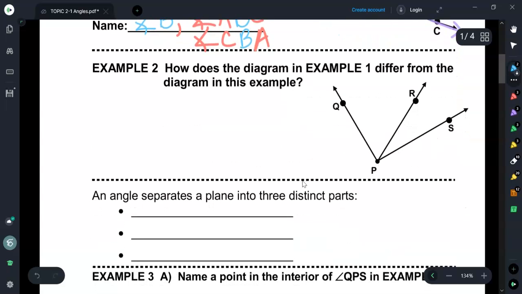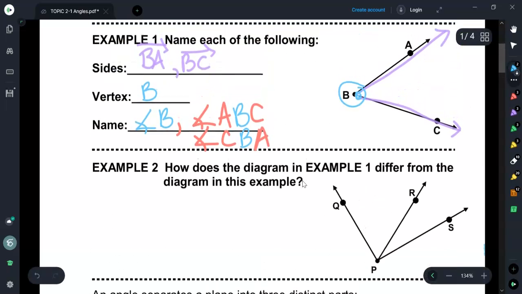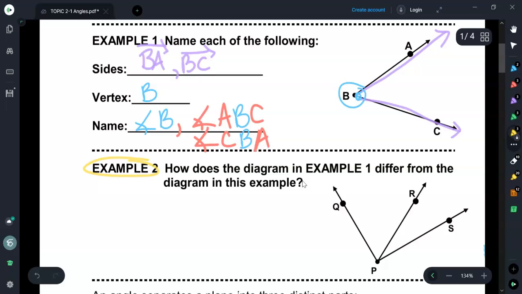Going down to example 2, it says here in the diagram, how does the diagram in example 1 differ from the diagram in example 2? So let's look at these two sets of angles. Well, if you look carefully at example 2, I don't have one angle. I actually have 3 angles. And if you look carefully, you can see those 3 angles.